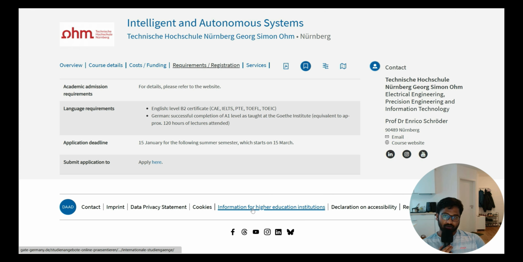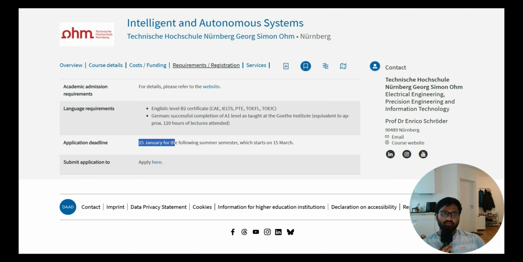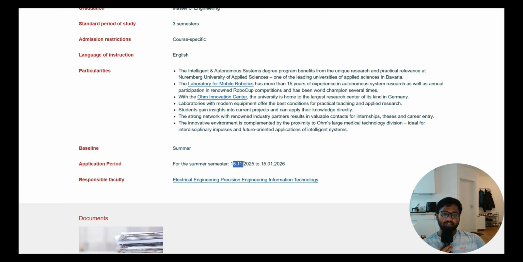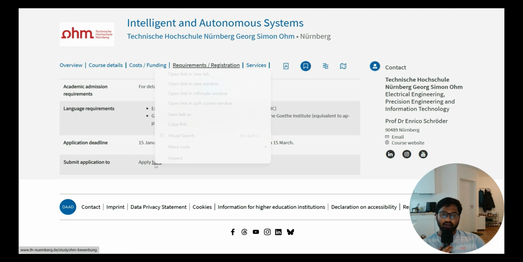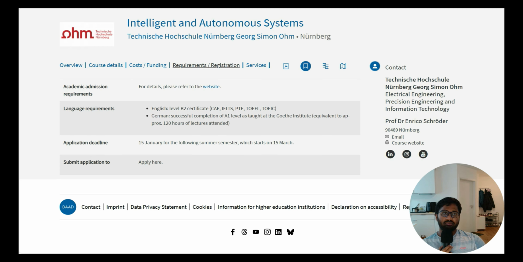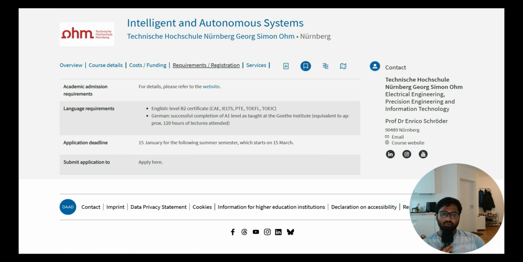for this particular course. Then as I told, it will be 15th January and it is going to start in the winter semester, with 15th November as the starting date, because if it is ending on January 15th, then it should start around 2 months before. So it is starting on November 15th. Once the application starts, which will be in 1 month, we can directly apply on their website. This is the website that they are using in order to apply for that particular course. I will show you how to apply when the application is open.